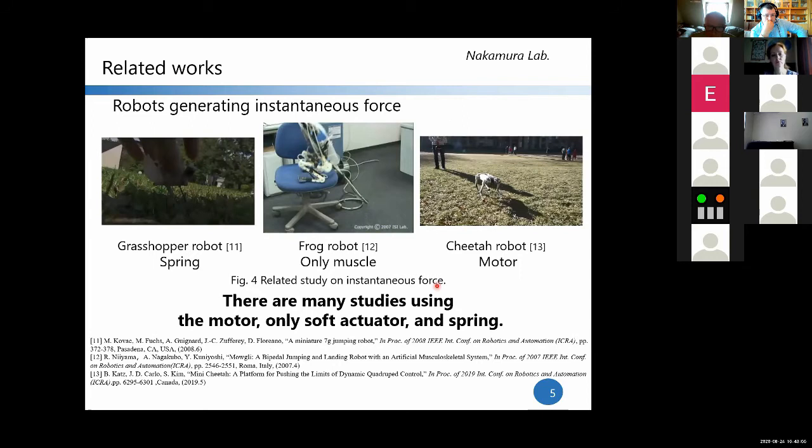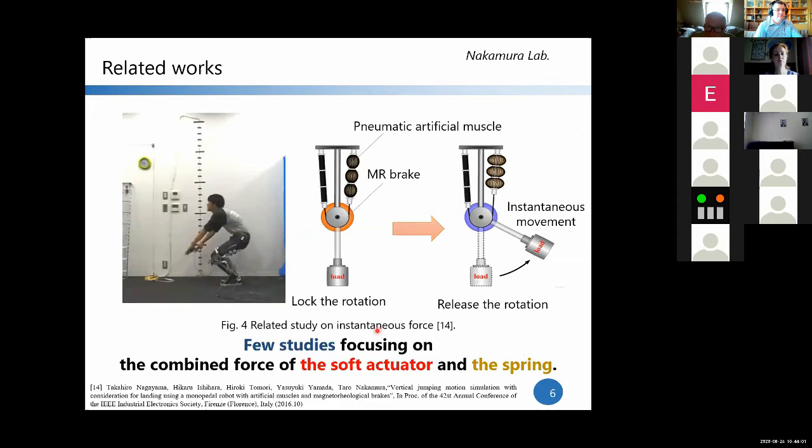In my laboratory, we also studied instantaneous force with soft actuators. This device has an MR clutch placed in the pulley, and pneumatic driven muscles are antagonizing on the pulley. The instantaneous force was only caused by the articular muscles, which is one of the soft actuators, and only depended on the response of it. Like these studies, there are few studies focusing on the combined force of the springs and soft actuators like muscle, although living things use the combined forces to generate instantaneous force.